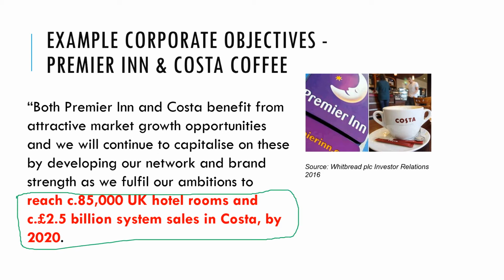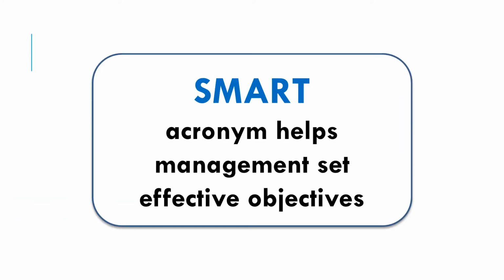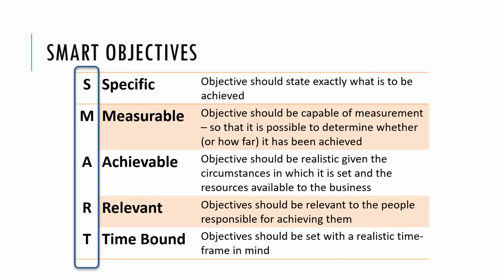Why is that? It's because it follows the principles of a SMART objective. And SMART is a good way of thinking about effective objectives, making sure they're good objectives. And what do we mean by SMART? Well, we mean this acronym here. First of all, we mean that the objective is specific. So it should state exactly what is to be achieved, for example, new hotels or sales. Is it measurable? Yes, £2.5 billion or 85,000.